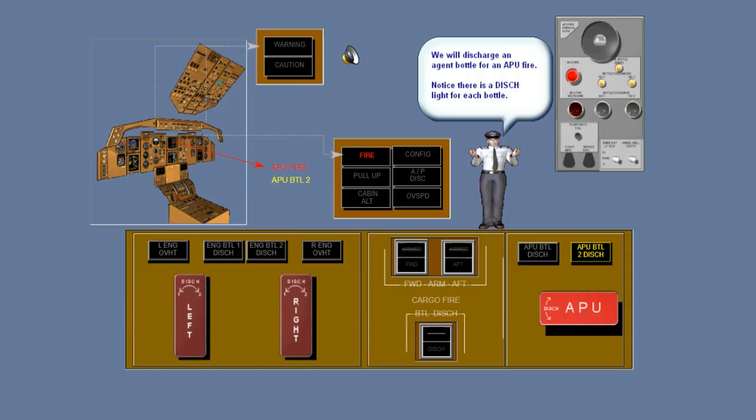When the APU bottle has been discharged and is low on pressure, the bottle discharge light comes on and the associated ICAS advisory message APU bottle is displayed.